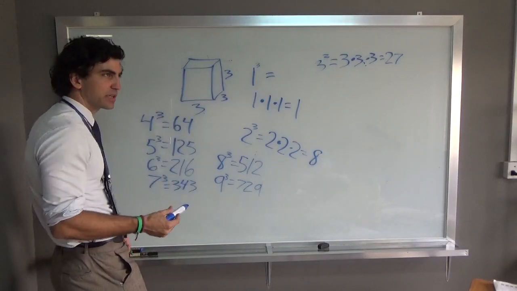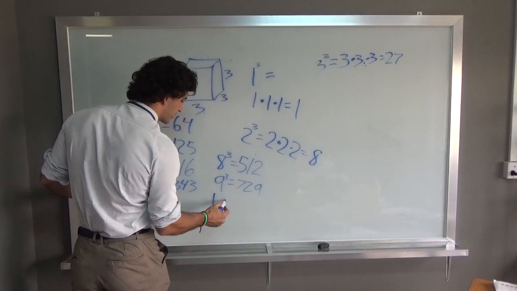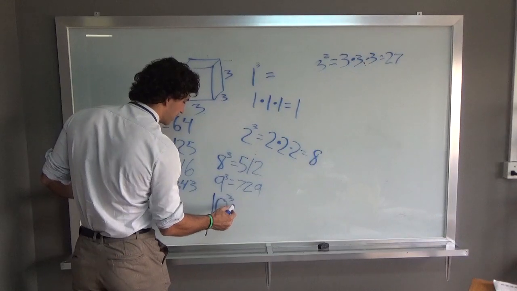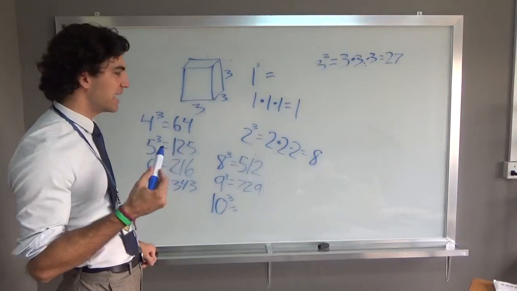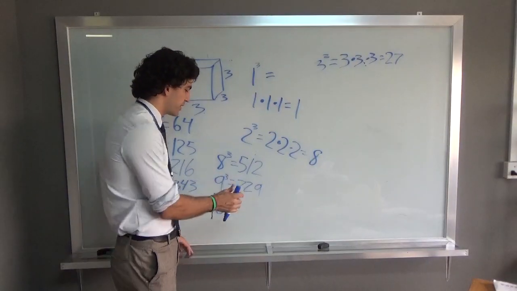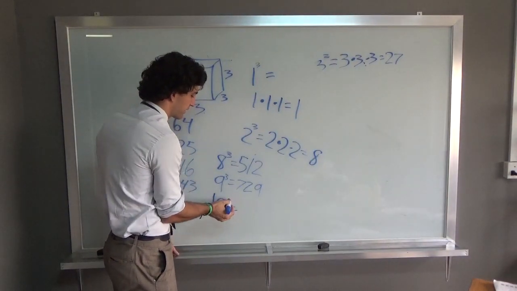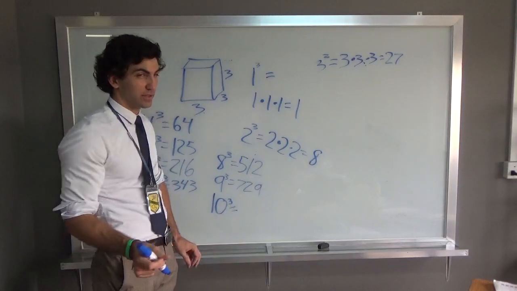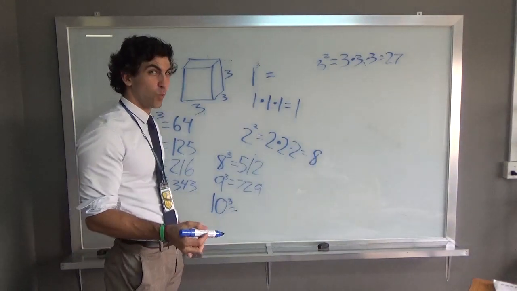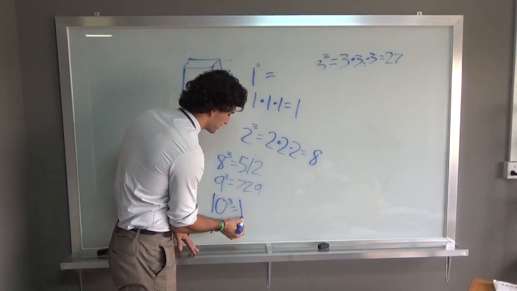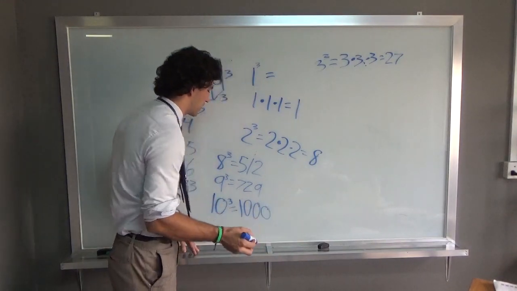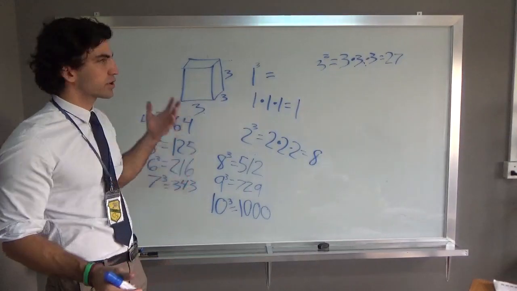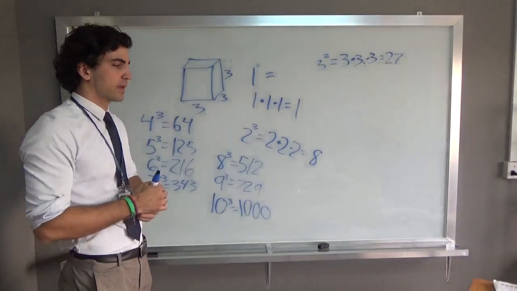And 10 cubed, you guys can probably figure out 10 cubed before I can. I'll give you a moment. What is 10 times 10 times 10? If you are thinking that the answer is 1,000, then you are correct. All right. So these are your cubed numbers.